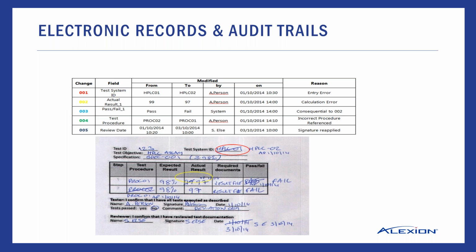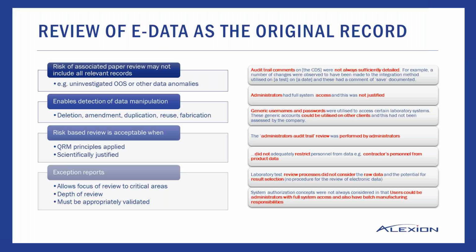So when looking at audit trails and looking at the type of information and trying to decide what's a critical audit trail, just bring it back to what would be accessible on paper and what would not be accessible on paper. I've always found that to be a useful technique. So the review of electronic data then as the original record. The risk of associated paper review may not include all relevant records, so there might be uninvestigated out of spec or other data anomalies.